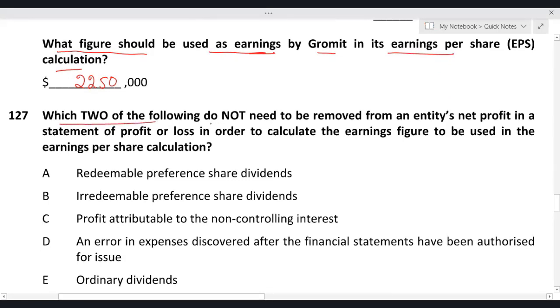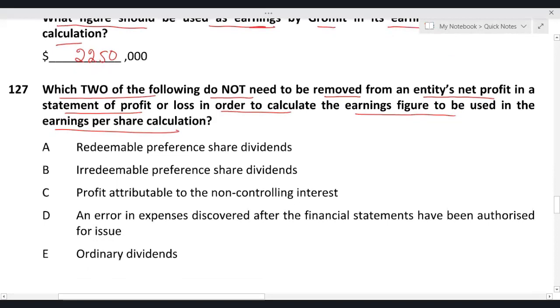Which two of the following do not need to be removed from an entity's net profit in a statement of profit and loss in order to calculate the earnings figure to be used in the earnings per share calculation? Which two of the following do not need to be removed from net profit in order to calculate EPS? Okay, let's see.